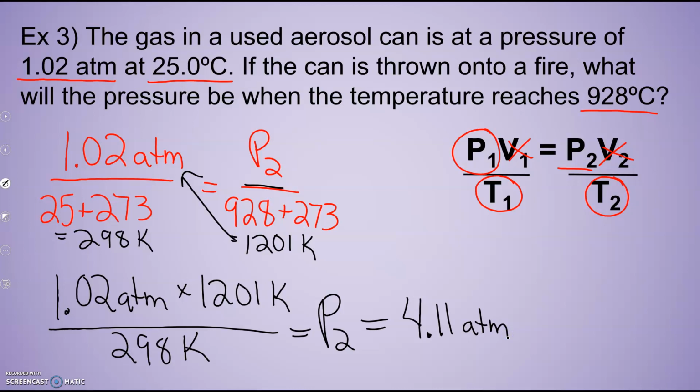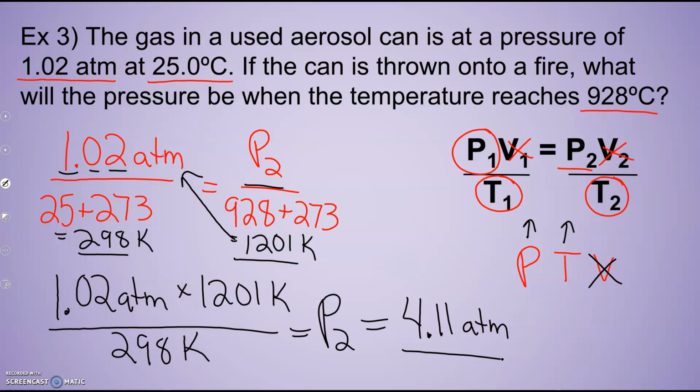Let's double check. Does our answer make sense? So PTV. What was staying constant was our volume. What did we know change? Our temperature was originally 298 and went up to 1201, so our temperature went up. So that means our pressure should also go up. So we started with a pressure of 1.02 and it went up to 4.11. So yes, our answer makes sense.